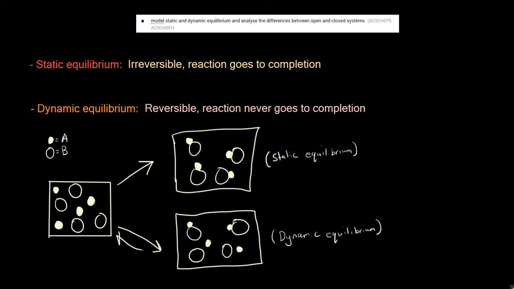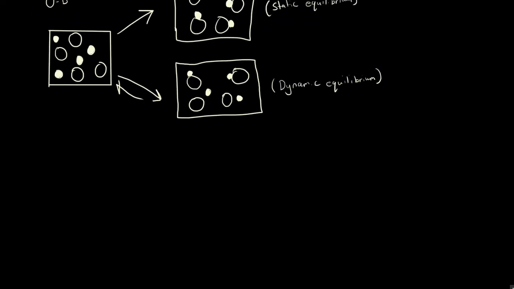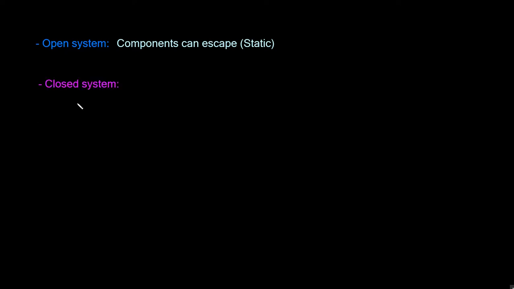So next part of this dot point, let me scroll down. We have an open system, where components can escape, which is a static equilibrium. You'll see this later on when I show you the model. Then we have a closed system, where components cannot escape.